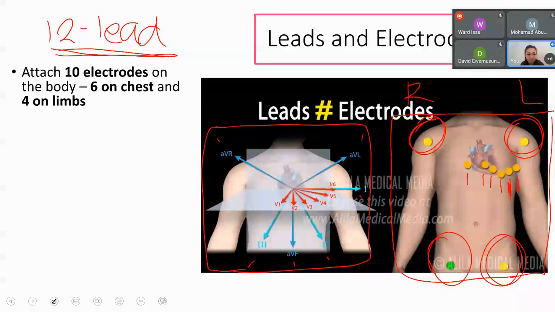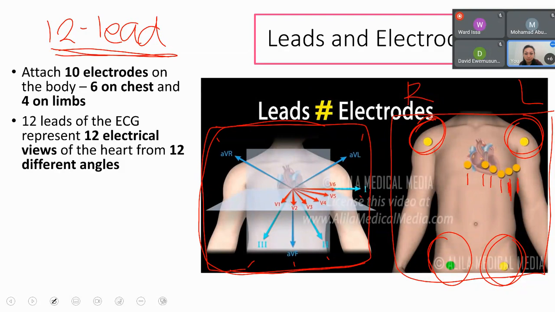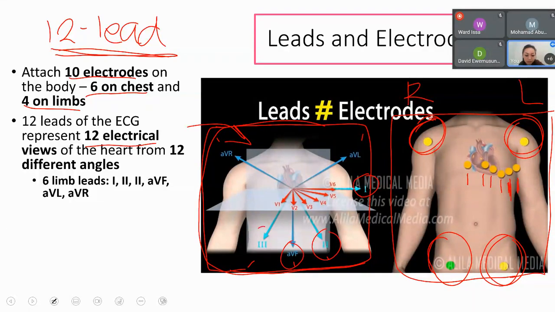We have a total of 10 electrodes, and with those 10 electrodes, we can generate 12 different views of the heart. So we attach 10 electrodes, 6 on the chest and 4 on the limbs, and the 12 leads of the ECG represent 12 electrical views of the heart, as shown here. So we have 12 different angles that we can view the heart from. We have 6 limb leads, which are the ones in blue: lead 1, lead 2, lead 3, AVR, AVL, and AVF. And we also have 6 chest leads, which are here, V1 to V6. Okay.